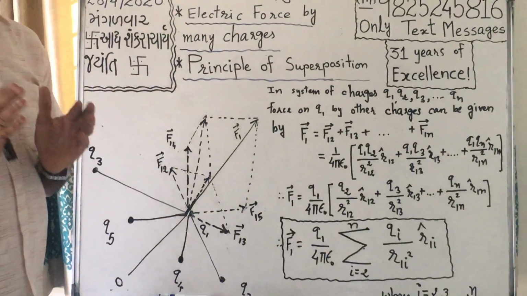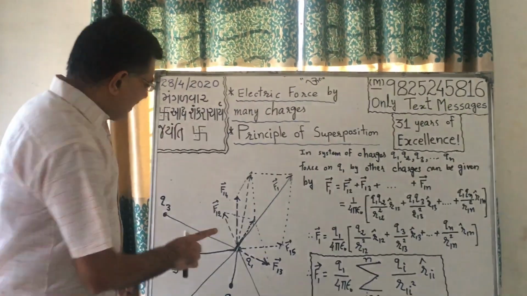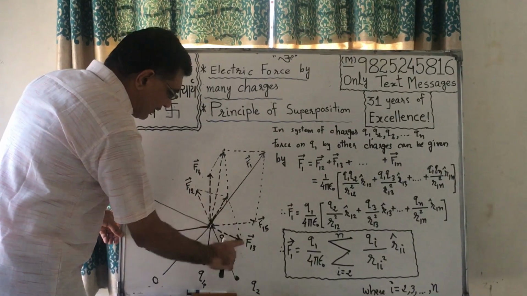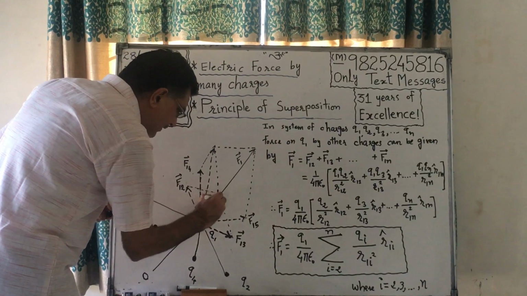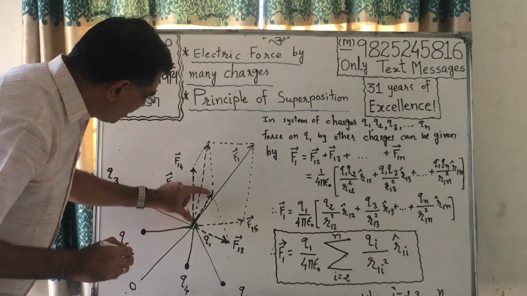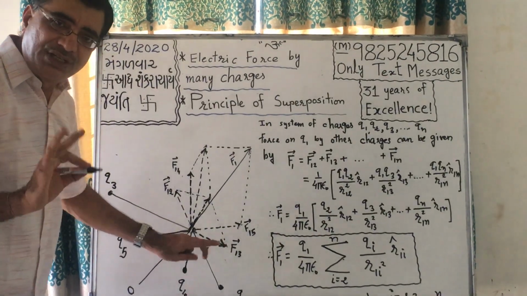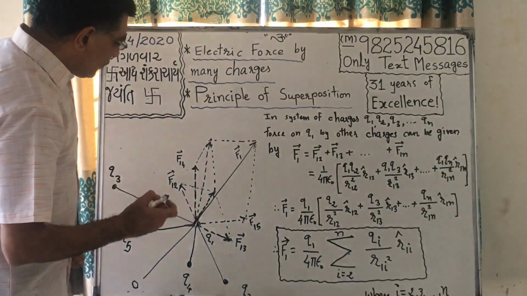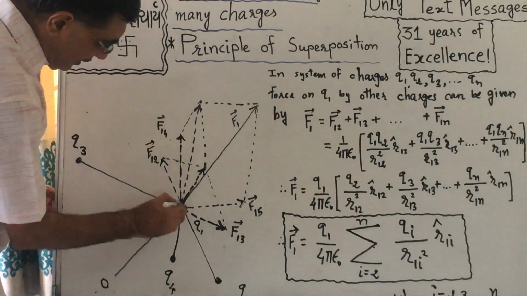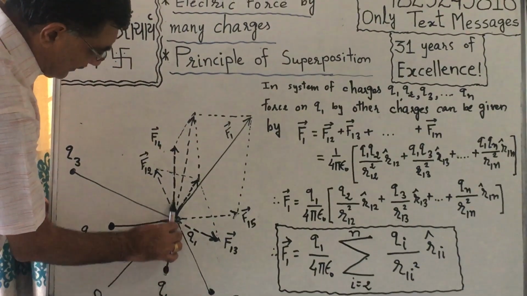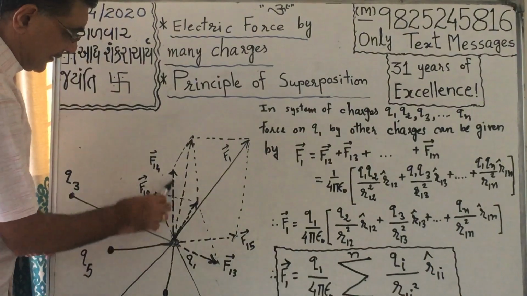Now first of all we will add them according to the parallelogram law. These two are the sides. Complete a parallelogram. This is the diagonal. That gives us the resultant of F12 and F13. Now the force on 1 by 4 is again repulsion. So F14, this is the vector.